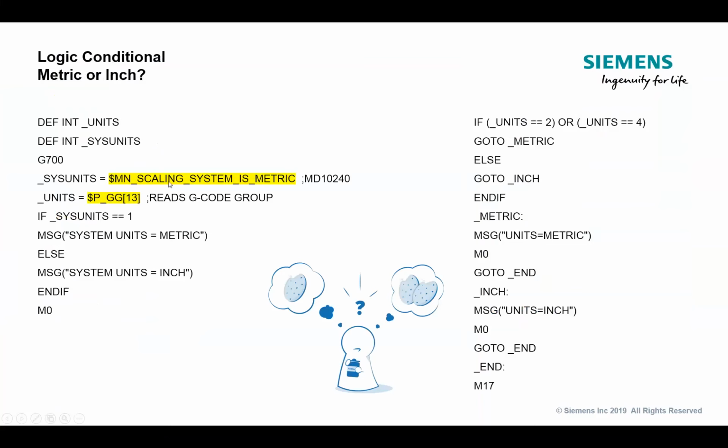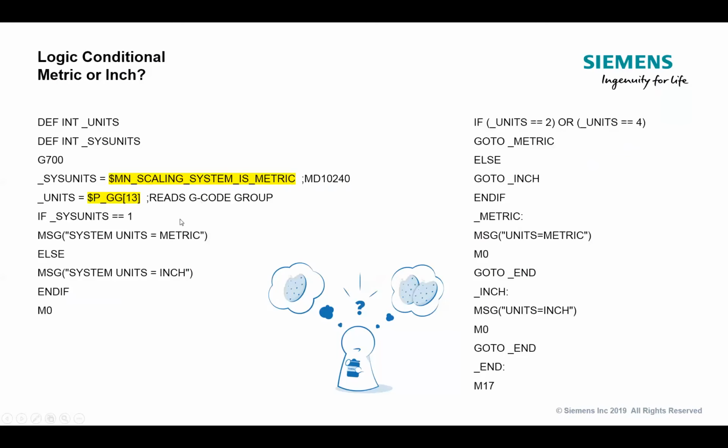First, I could read a machine data. So you may or may not realize, but MD10240 is where the machine data is saved for what unit of measure the system's currently in. So we can go and we can take a look at this MD and see what it's in. But there's also another way to do it. I can also read the G-code group.